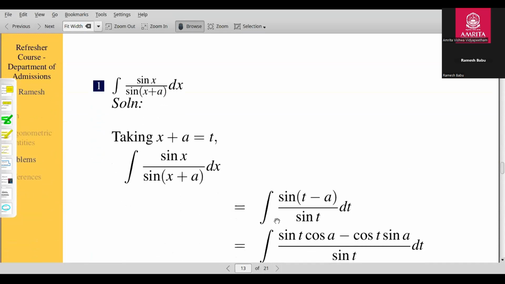I am having integral of sin x by sin of x plus a. A is some constant. But the question is, we cannot integrate as it is. That is a problem. So what should I do? I have to give a substitution. So what is my substitution here?